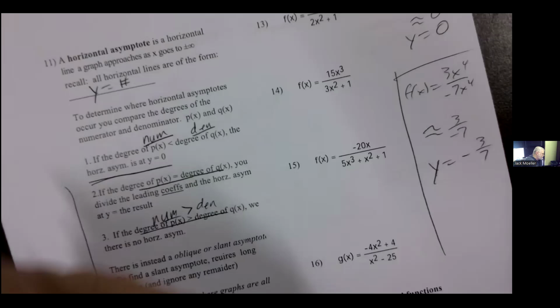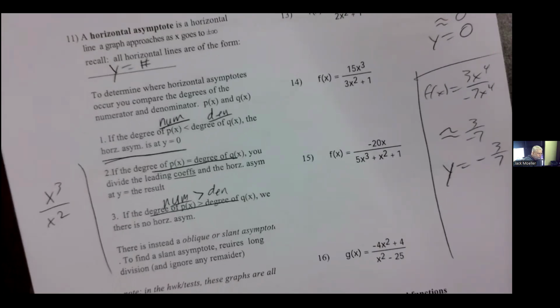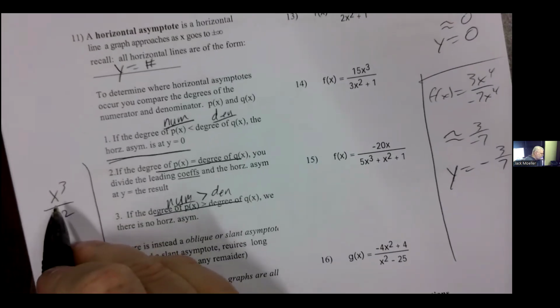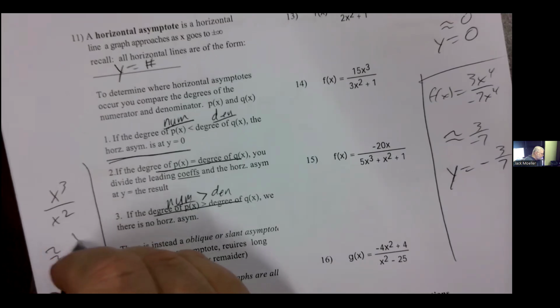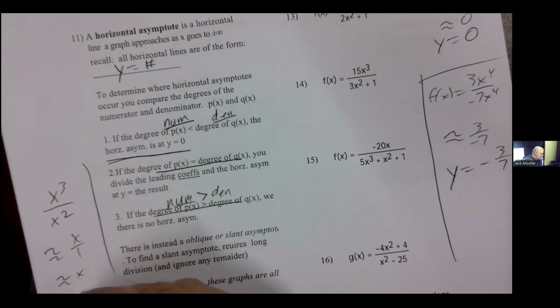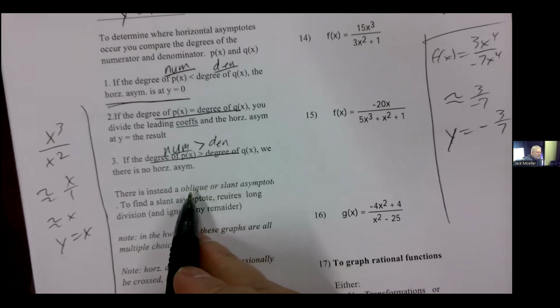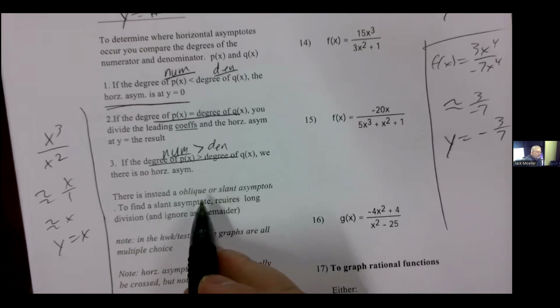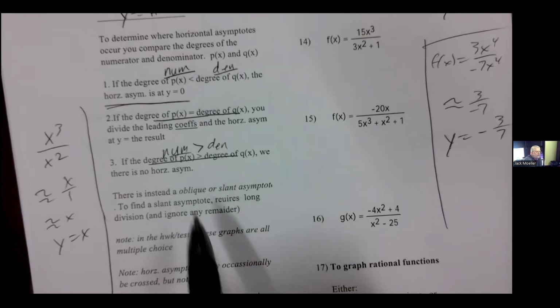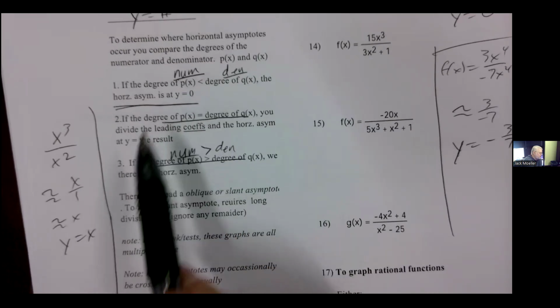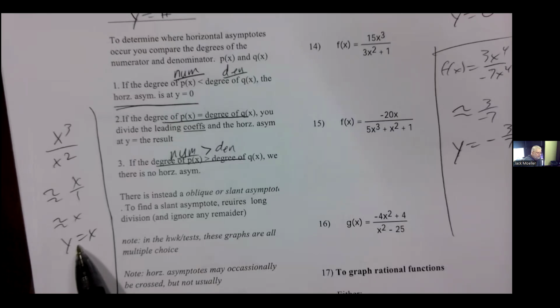So for example, if you have degree of the top is x cubed, degree of the bottom is x squared, that's going to act like x over 1 or just x. So you get y equals x. So y equals x, that's a line with a slope of 1. So that's where we're getting those. Or the oblique is the mathy term, the slant is the more descriptive term. But basically what's happening is instead of following a horizontal line like it does in the other two cases, it's going to follow a line that has a positive or negative slope. Okay. And I'll bring these up to show you, but that's case 3.